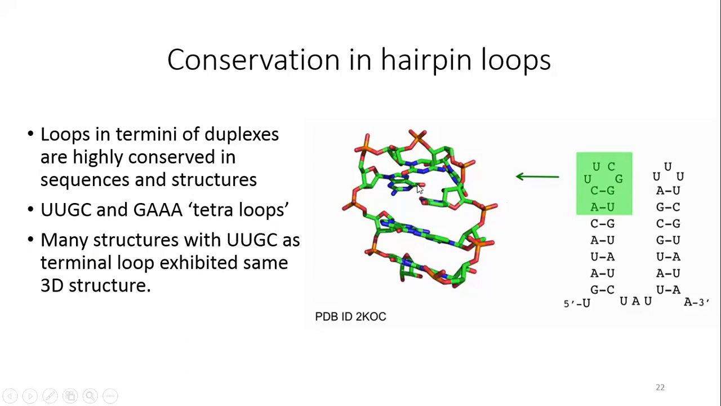Okay, so over here also, the similar sequence would fold up into similar structure, analogous to the protein structure. This particular terminal loop which has the UUCG as a hairpin loop, you can download it from PDB using this PDB identifier 2KOC. So all in all, what I want to say is that if there are hairpin loops, they can have conserved structure as well as conserved function.